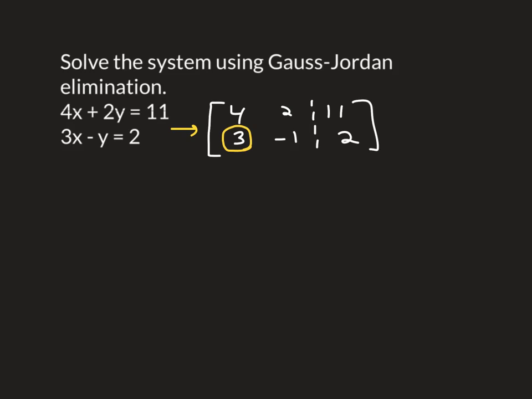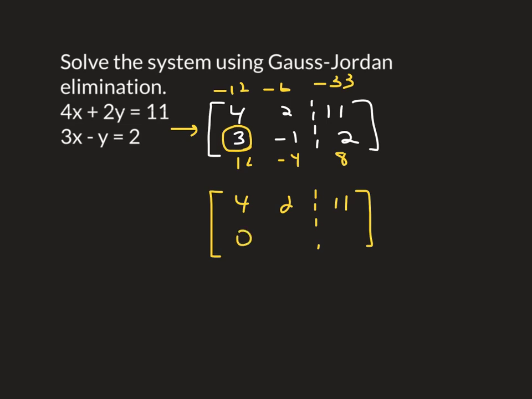4 doesn't go into 3, so I'm going to multiply the whole top row by -3. Makes that -12, -6, and -33. And the whole bottom row by 4, because that makes my 12s cancel. So my new matrix becomes, remember my top row is not changing. I just changed it momentarily to get rid of that 3 in the bottom row. Add your yellow numbers, -12 and 12, -6 and 4, -33 and 8, and you get to there.